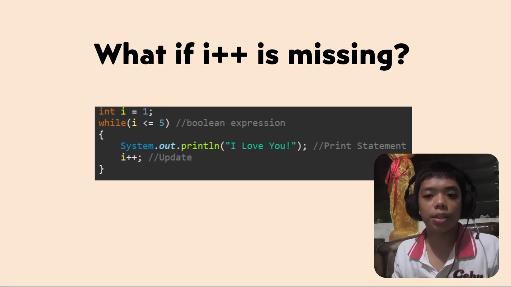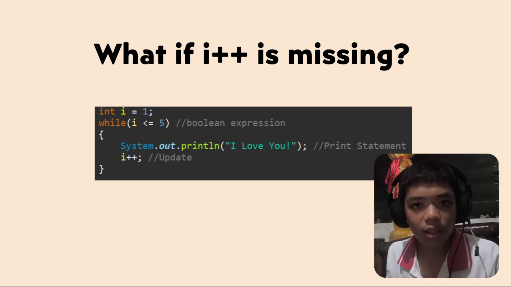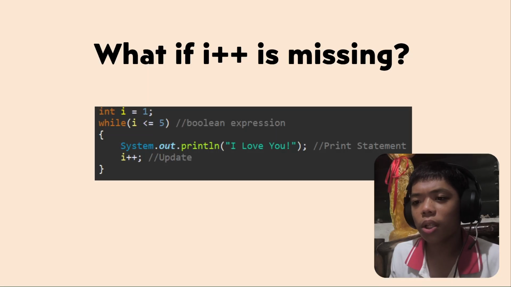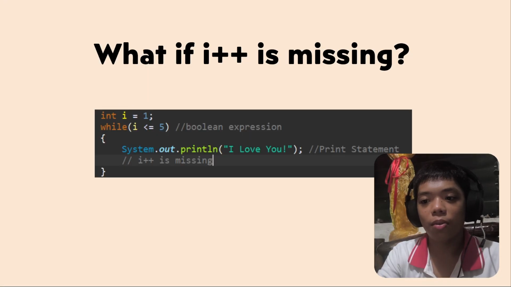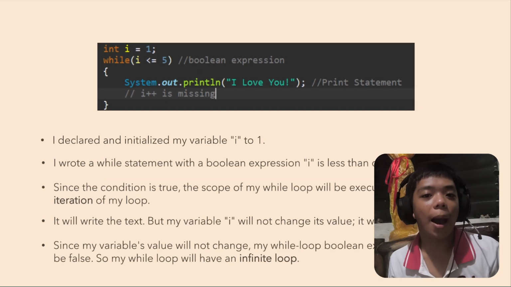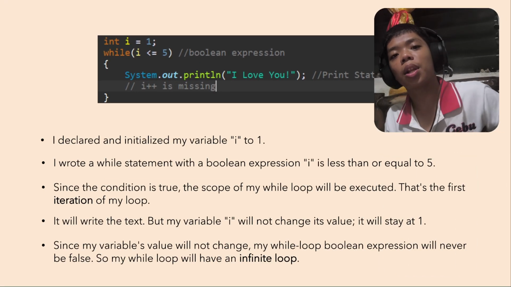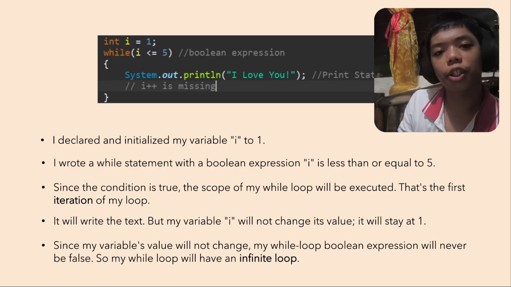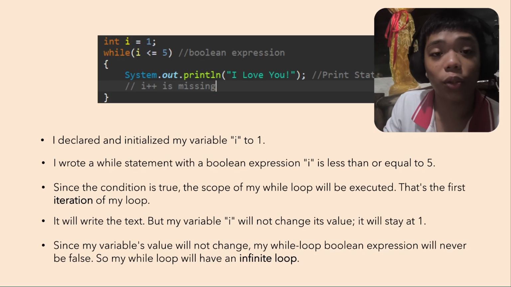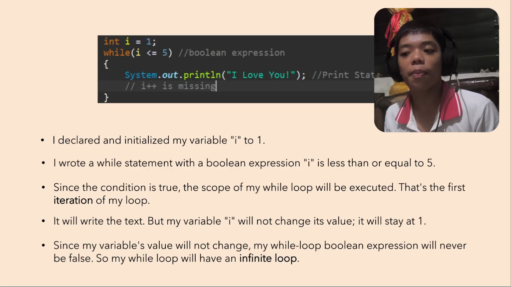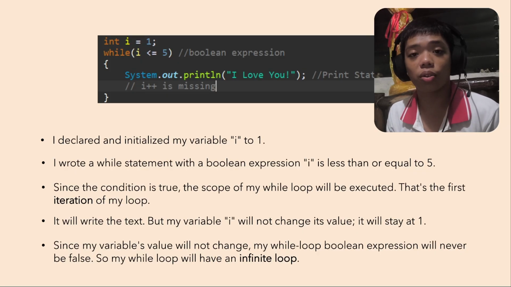The question is, since the update, as I said, is a very important part of a loop structure, what if your update is missing in your while loop? What would happen? I declared and initialized my variable i to 1. I wrote a while statement with a Boolean expression i is less than or equal to 5. Since the condition is true, the scope of my while loop will be executed. That's the first iteration of my loop.